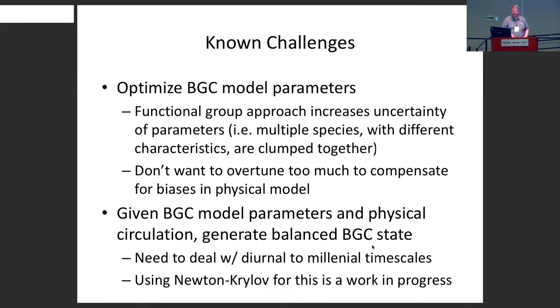Some of the big challenges of doing this modeling, like with all the components of CESM, is we have many, many parameters in our model, and we need to optimize those to represent the world as we represent the observations. And this is complicated when we have so many parameters in the ocean model, just like it is in the land model, for instance. And there's biases in the climate model that we don't want to overcompensate for with the tuning of the BGC.